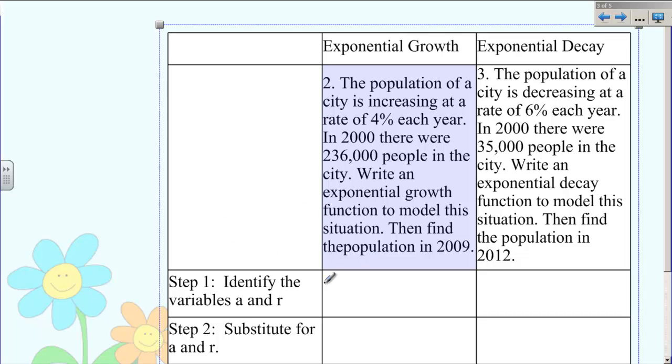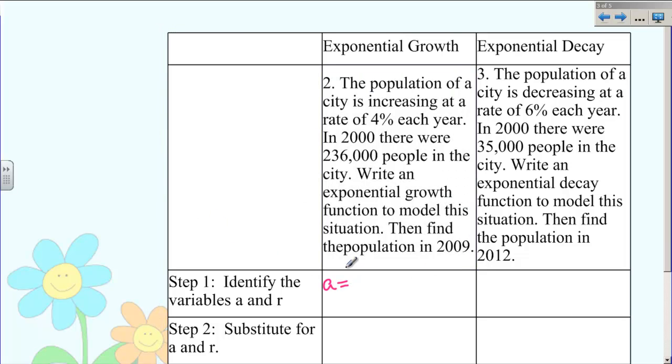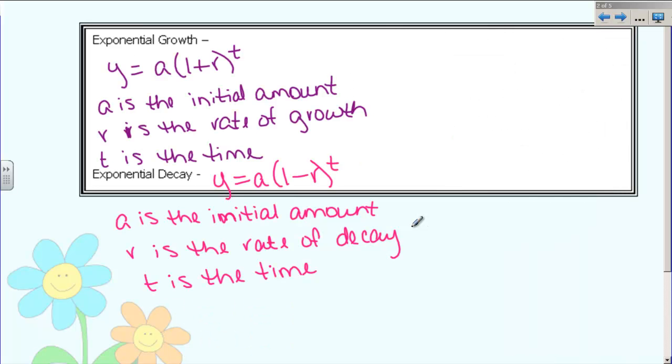So A is the initial amount. Well, our initial amount in this problem was how many people there started with in the city. Well, what we were given is that in 2000 there were this many people. So A is 236,000. I know that's a big number. It's okay. And then R is the rate of growth. Well, they tell you that it is increasing at a rate of 4% each year, but I cannot use 4% in a problem. I have to write it as a decimal, so you should all know that 4% as a decimal is 0.04.